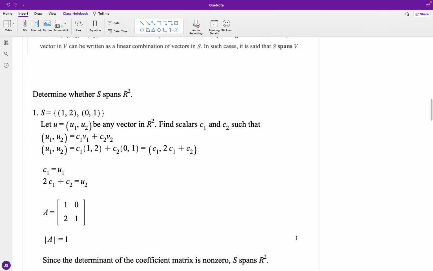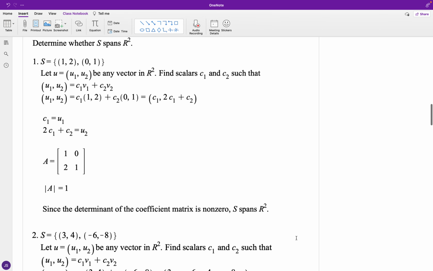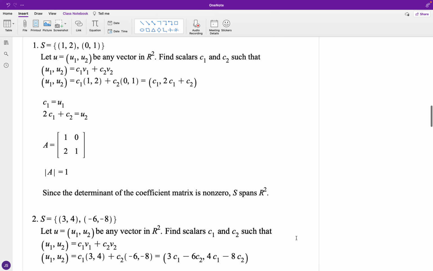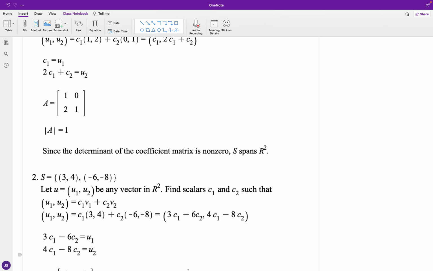Since the determinant of the coefficient matrix is non-zero, we can say that S spans the set of all real ordered pairs. Now, let's say S consists of (3, 4) and (-6, -8), running through the same procedure. This time around, we have a system of equations: 3c1 minus 6c2 is equal to u1, and 4c1 minus 8c2 is equal to u2.